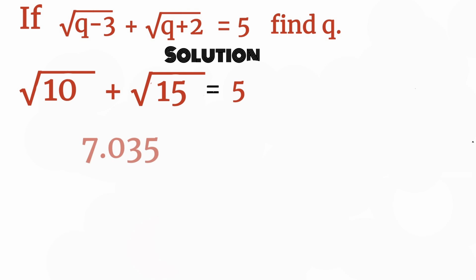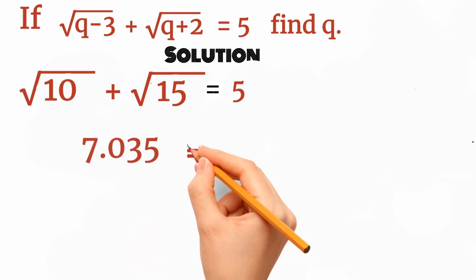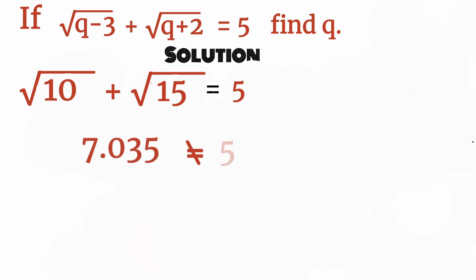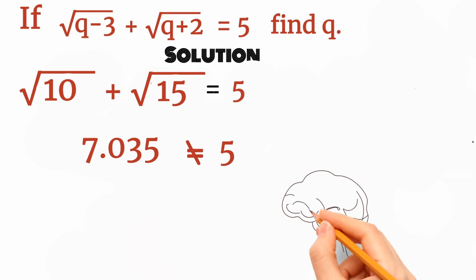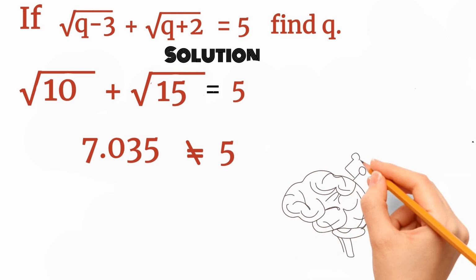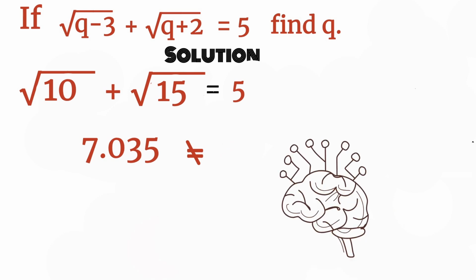13 plus 2 is equal to 15. 13 minus 3 is equal to 10, so 10 plus 15 is equal to 7.035, which is not equal to 5. It is not equal, guys. So you see the reason why I said that procedure is wrong.